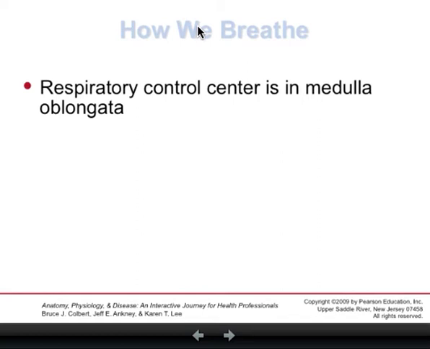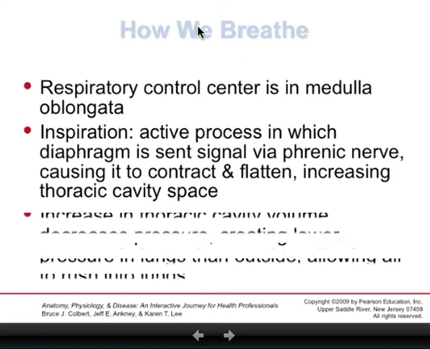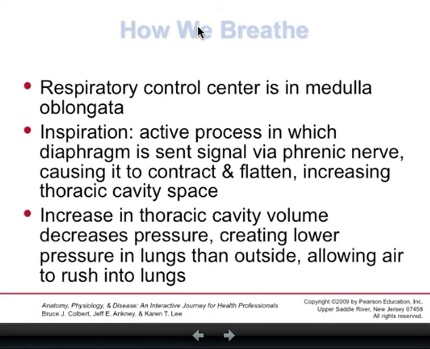The respiratory center is in the medulla oblongata. Remember that that's the portion of the brainstem that lies below the pons and above the spinal cord. Inspiration is an active process in which the diaphragm receives its signal through the phrenic nerve, causing it to contract and flatten, and this increases the thoracic cavity space. This increase in the cavity volume causes the pressure outside the lungs to drop, and that creates a vacuum.